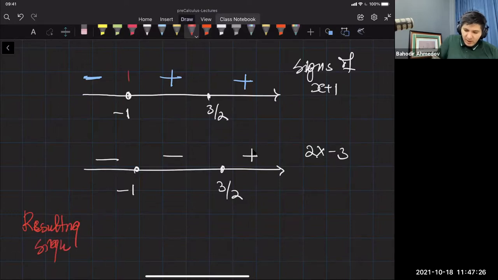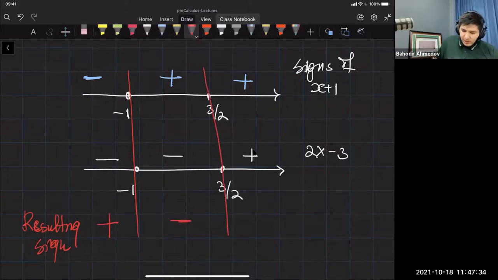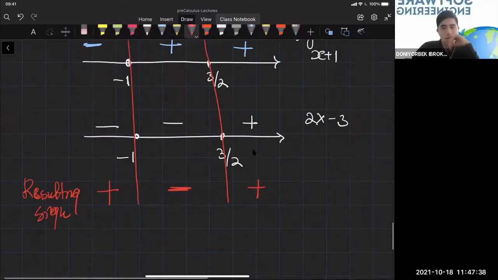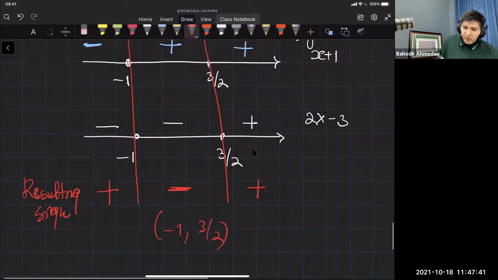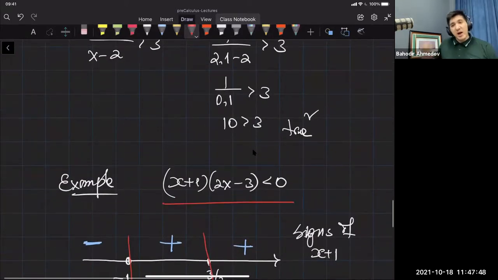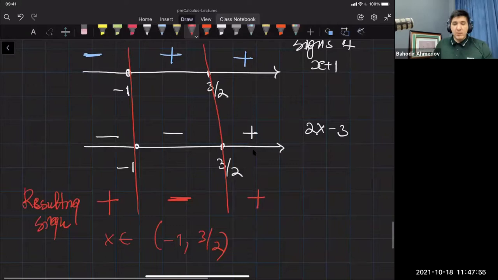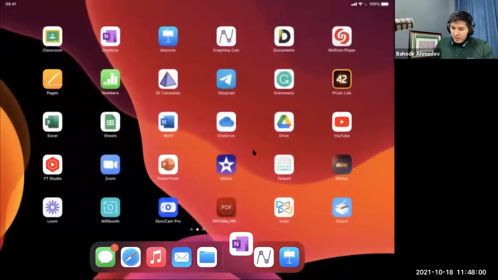It becomes minus and minus. Plus, minus: negative. Plus and plus: positive. All of the numbers in between minus 1 and 3 over 2 are going to give you a negative sign. So that is why if I say, could you please tell me the values for x so that this inequality is going to be true, you would tell me all of the x's from the interval from minus 1 until 3 over 2. Cool.